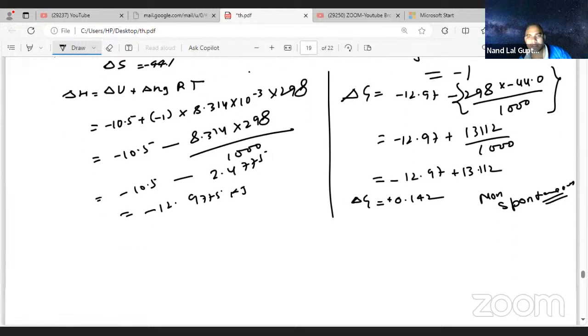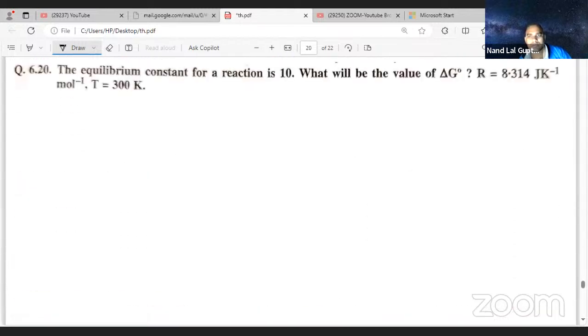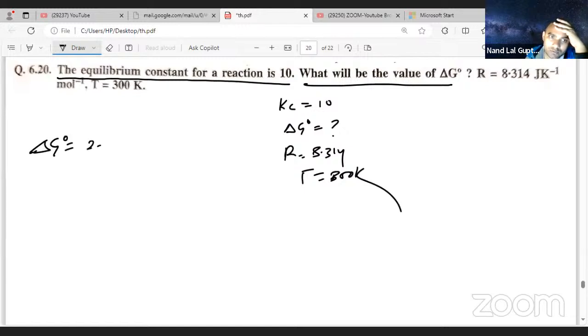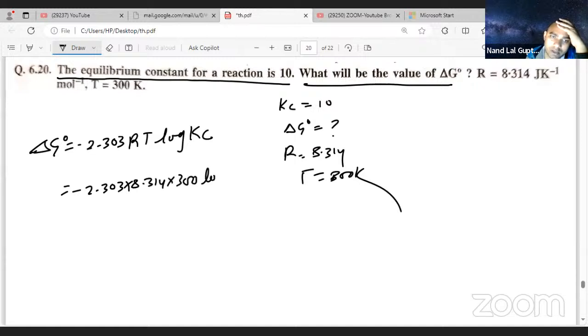Yes. Now the next question, you see here. The question is saying the equilibrium constant for the reaction is 10, means Kc is equal to 10. What will be the value of delta G naught? They are asking delta G naught. R value they have given 8.314. Temperature they have given 300 Kelvin. So it is very easy. Delta G naught is equal to minus 2.303 RT log Kc. So this will be minus 2.303, R value 8.314, temperature 300, log Kc, that is log 10. Log 10 value you must be knowing, that is 1.